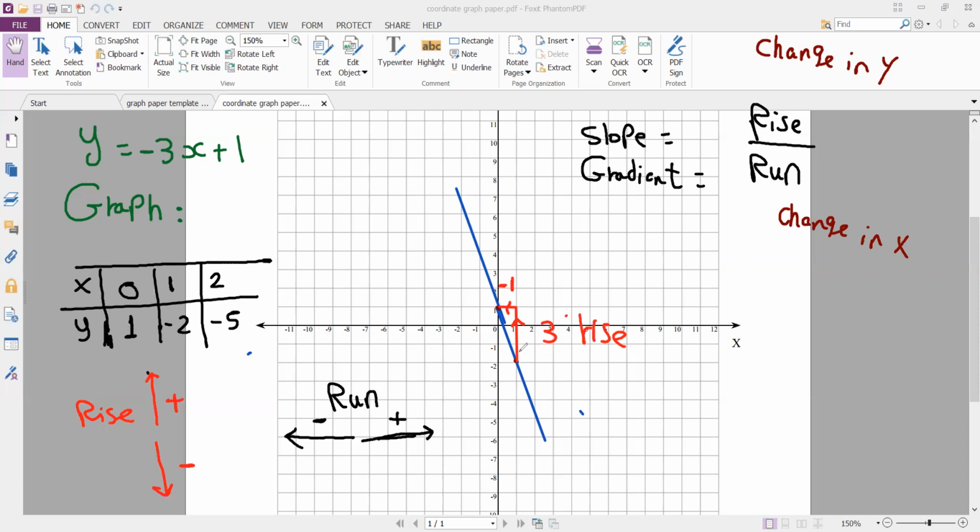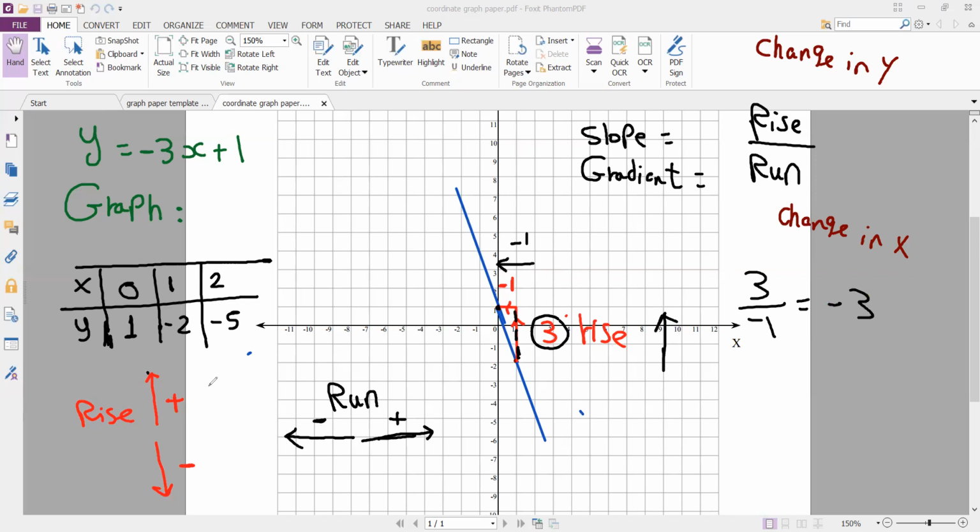So here we moved how many units? We moved 3 units up, so 3 positive because we are moving up. And here we move to this point, we moved 1 unit to the left, so it's -1. So the gradient is 3 over -1. It's -3. This is a way to find the gradient if we have the graph.